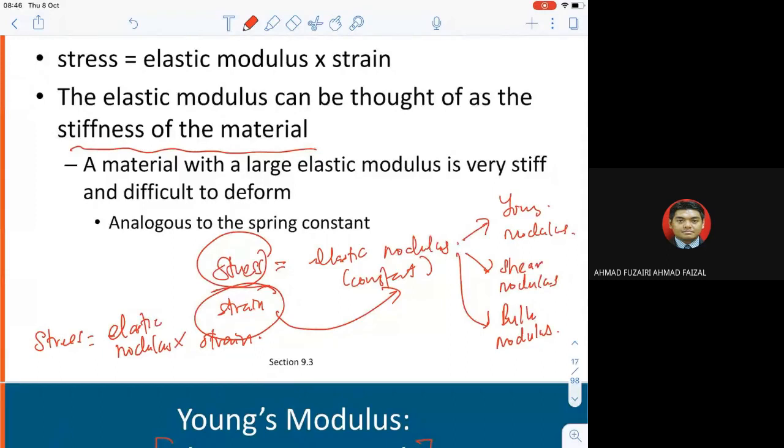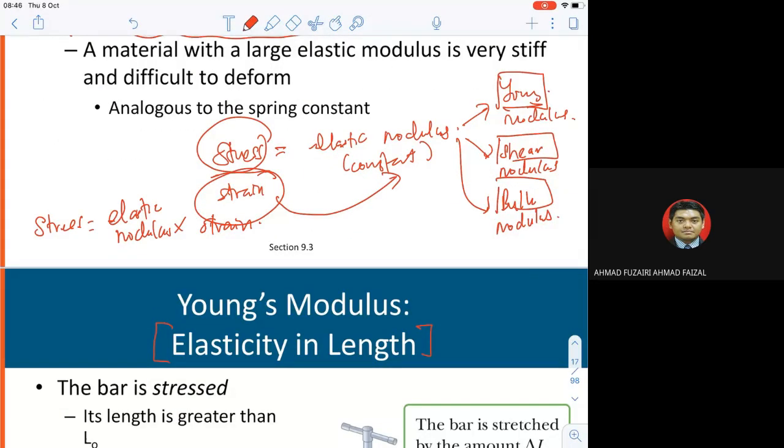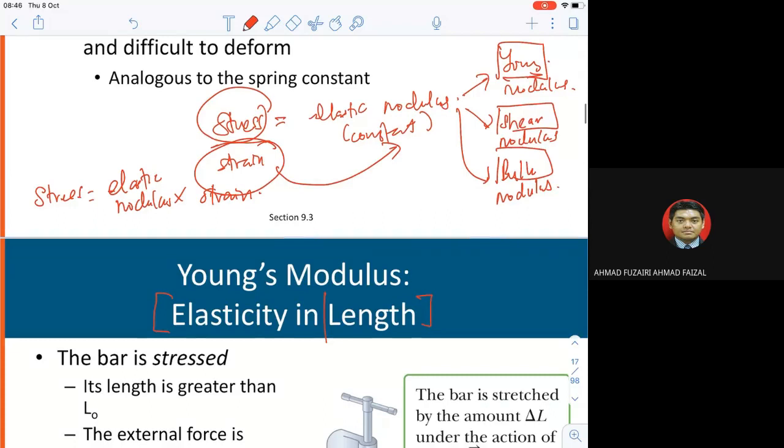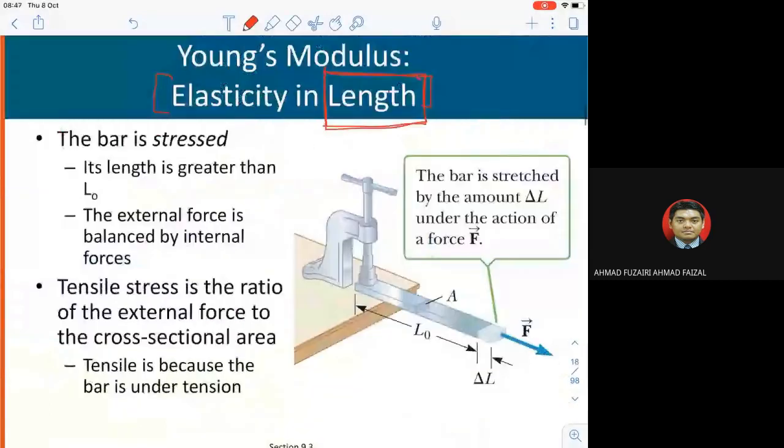So if you want to change a solid, we should focus on these three parts: Young modulus, shear modulus, and bulk modulus. For the Young modulus, what we change is totally the length. We want to change the length of the solid. So when we talk about the Young modulus, it should define a change in length. Let's say you have a situation like this, the bar is stressed and its length is greater than L naught.